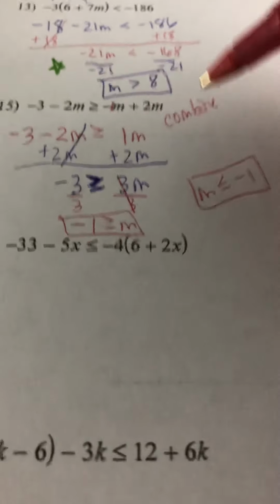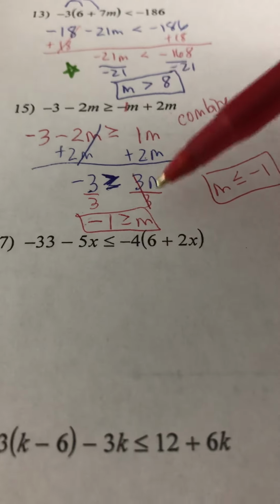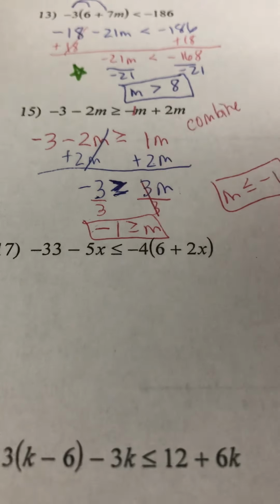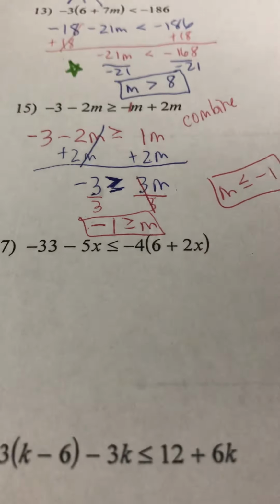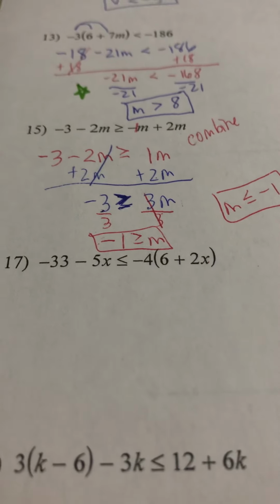Maybe some of you are like, Miss Cooper, you had a negative number. Why didn't you switch the inequality sign? Because what I divided by was positive. Yes, the answer is negative, but not what I divided by. All right, let's look at number 17.